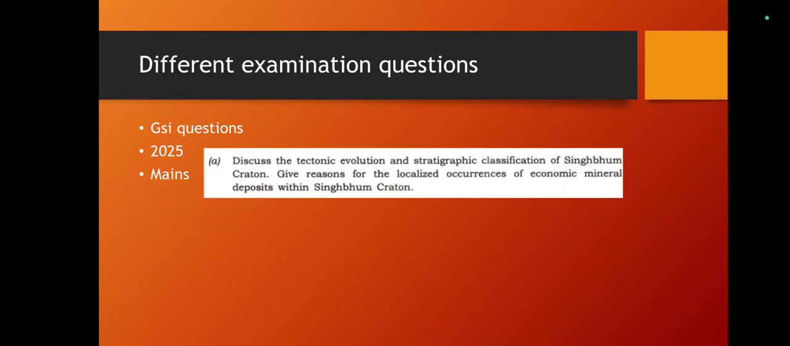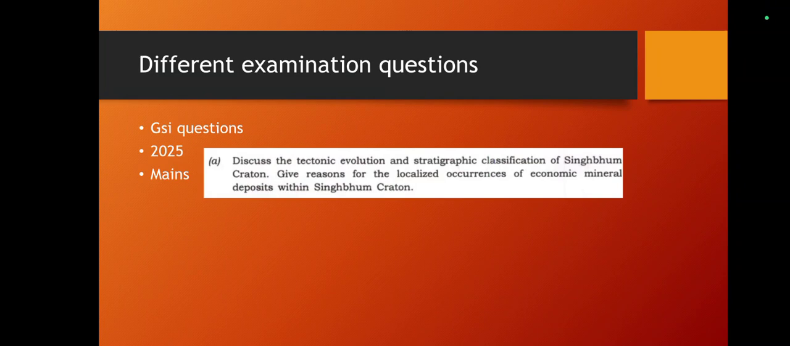And the second part asked to give the reason for the localized occurrence of economic mineral deposits within the Singhbhum craton, in which you can tell all these three important mineralization found in the Singhbhum craton, and the reason for their localized occurrence is totally different. That is for the banded iron formation, which you can study by yourself. This is the homework for you, because I cannot tell you everything about this in this particular video. You have to do a little bit of work by yourself.